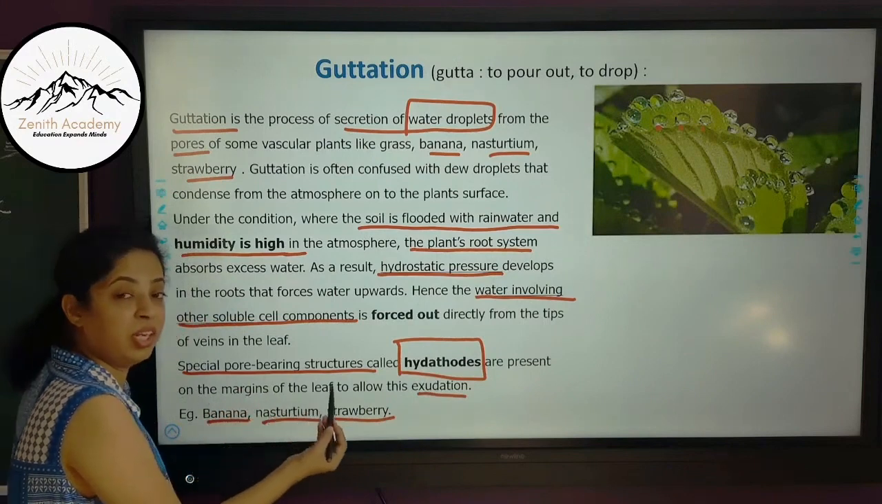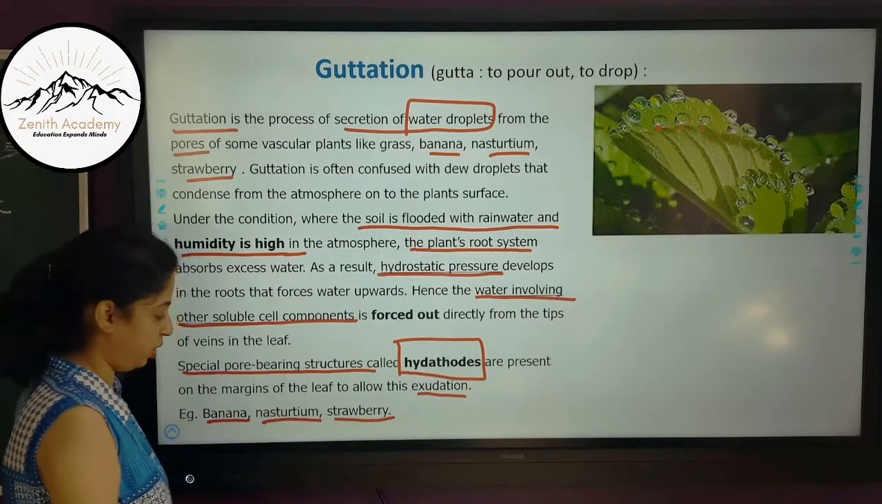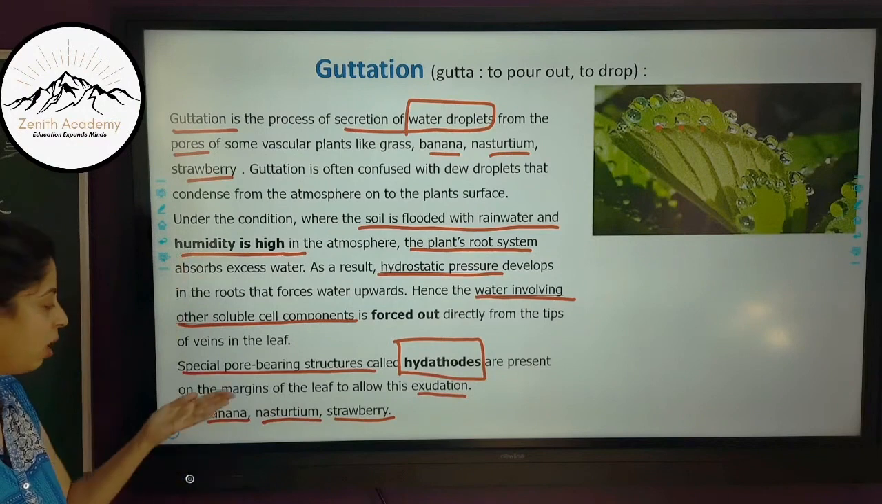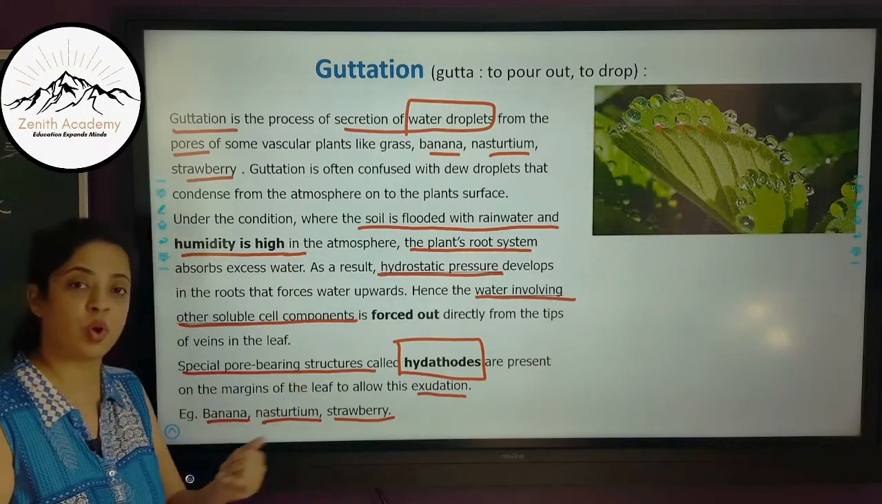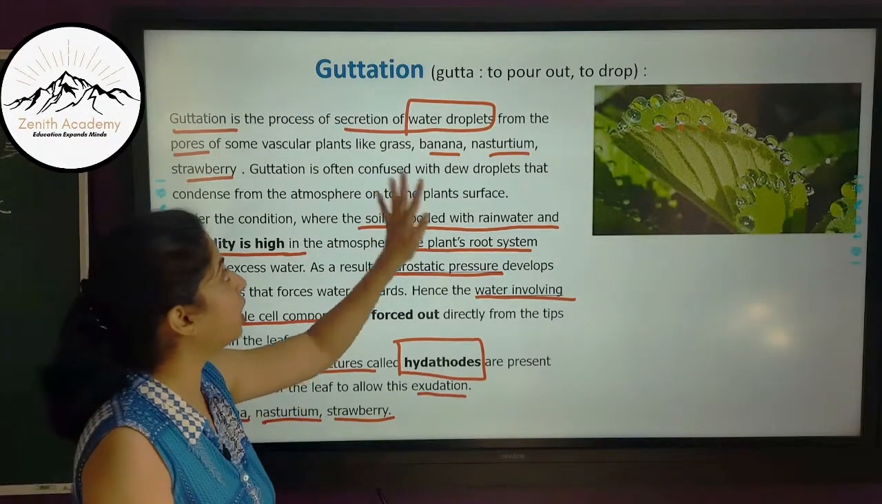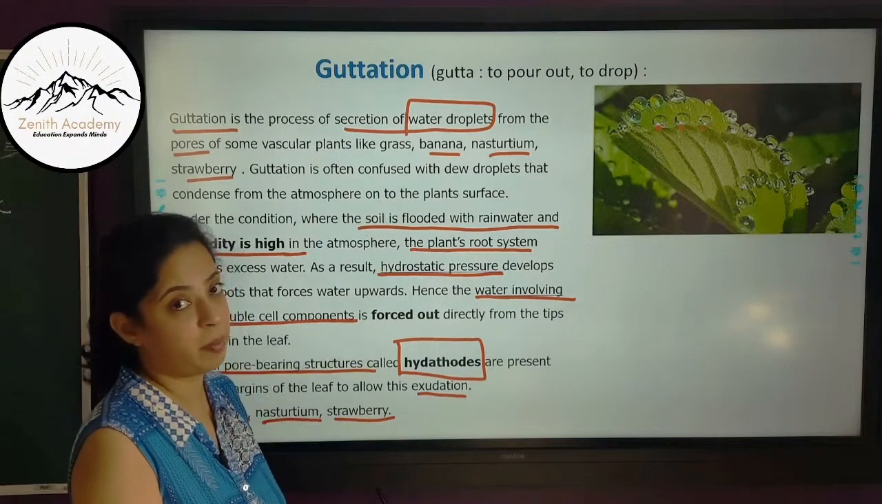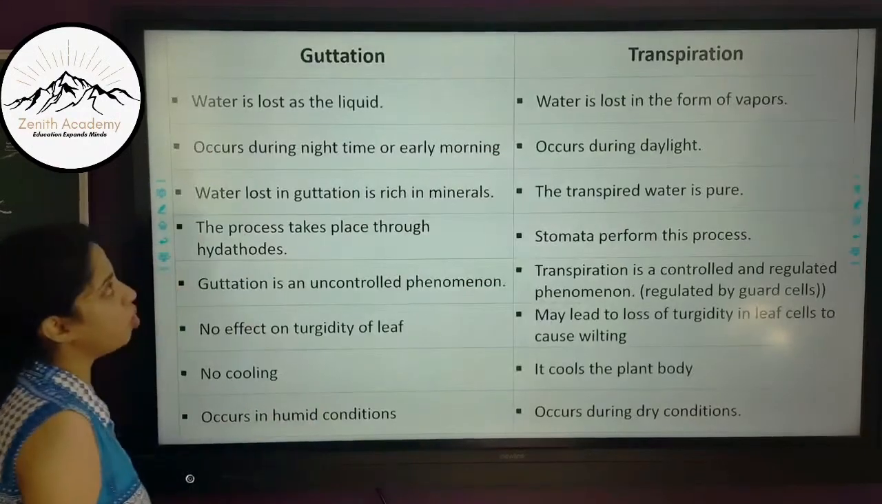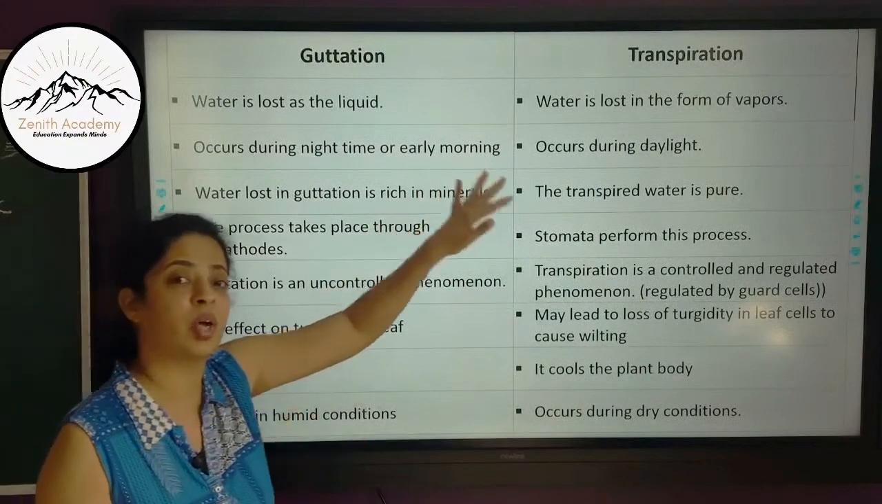At the margins of the leaf to allow the exudation. And the examples are banana, nasturtium and strawberry. So please remember guttation, this is very important from examination point of view. Let us talk about the difference between guttation and transpiration now.